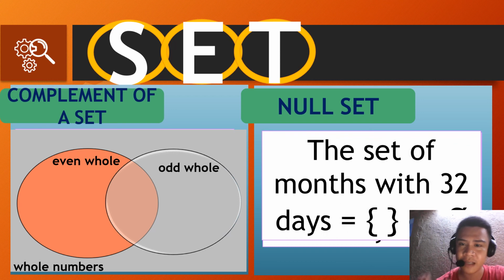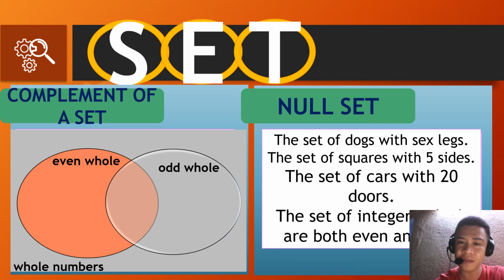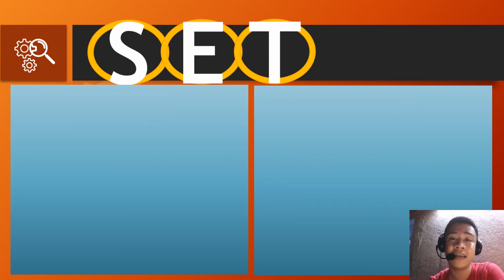For example, the set of months with 32 days. Wala. Walang buwan na merong 32 days, right? Okay, that is an example of null set. Other examples are the set of dogs with 6 legs. 6 po yan ha. Typo error. We have the set of squares with 5 sides. Wala namang squares na merong 5 sides. The set of cars with 20 doors. The set of integers that are both even and odd. Walang integers po na both even and odd. So that is an example of null set.